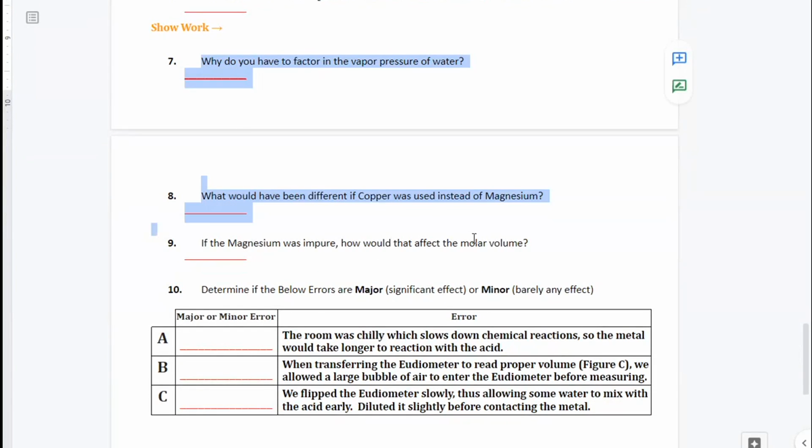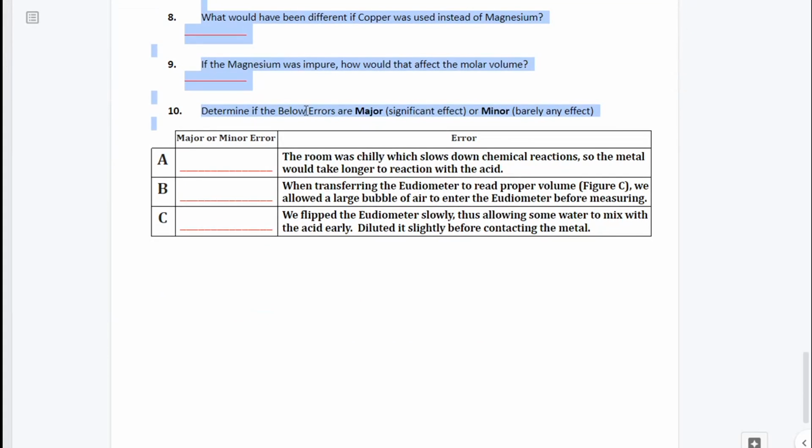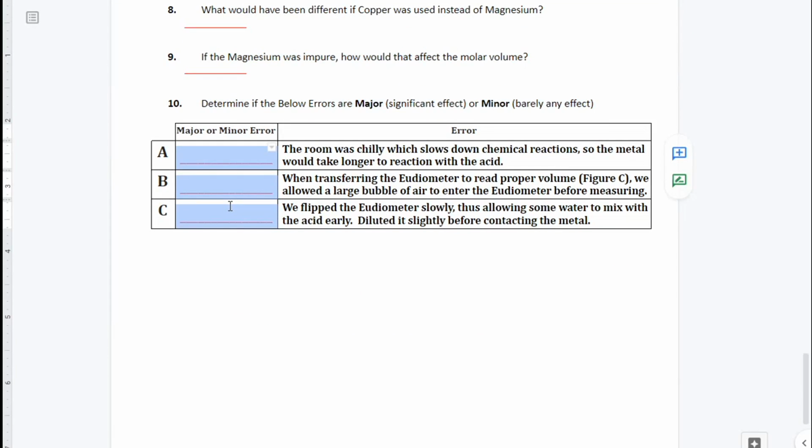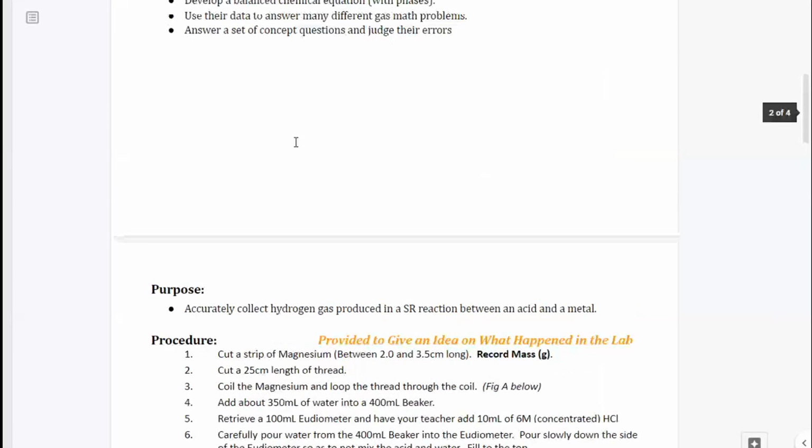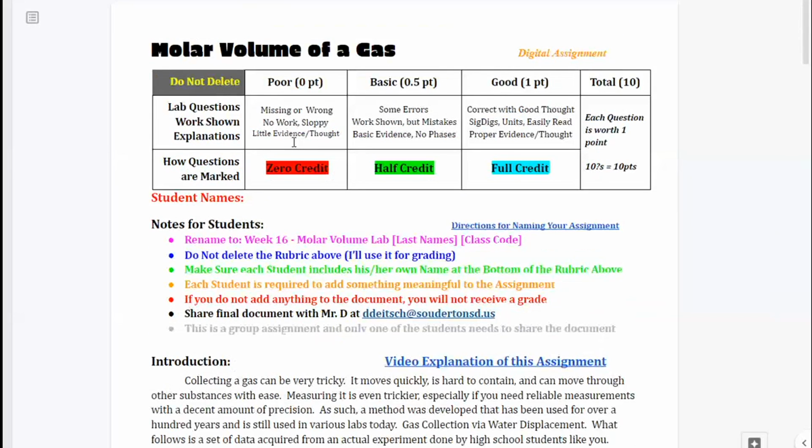And then 7 through 10 are all more thinky problems than mathy problems, if that makes any sense to you. They're concept questions, not necessarily math questions. You've got 3 errors here. You need to just determine if they're major or minor, and that's it. And then you're done. This whole lab should take you maybe 30 minutes to an hour and a half, especially if you work with your groups.